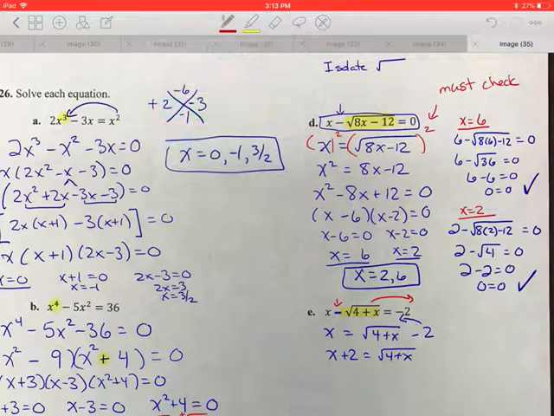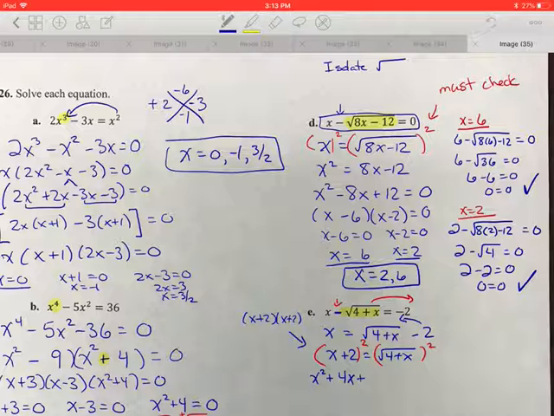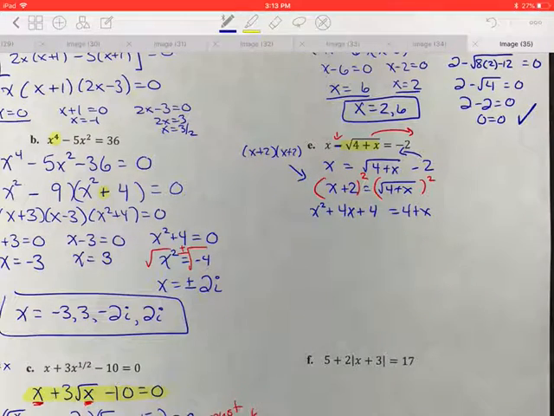So once I've done that, I can square both sides. Now don't forget, over here on the left, I do have to FOIL this. This is x plus 2, x plus 2. So that's going to be x squared. 2x and 2x gives me 4x. And then 2 times 2 gives me 4. And then the square root and the square cancel, and I get 4 plus x.